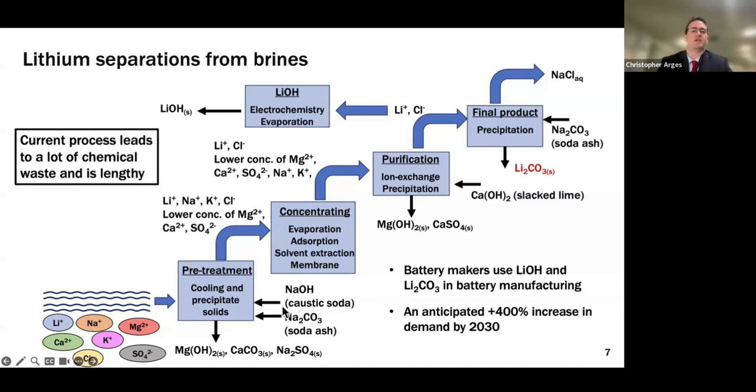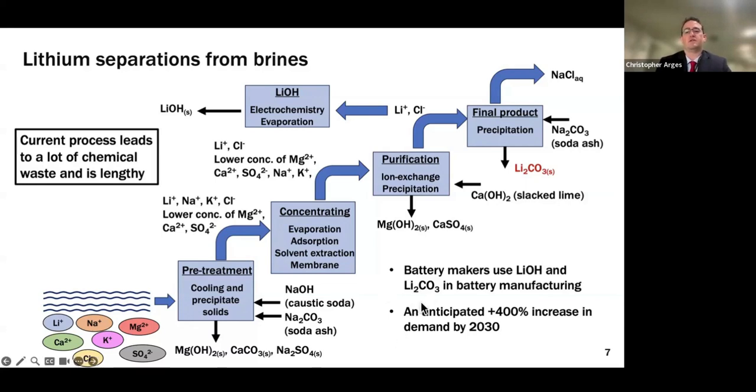We might have these evaporation ponds to concentrate these ions in solution. We'll use solvent extraction, absorption, maybe some osmotic-based membranes to purify and concentrate these lithium salt solutions. And then we often have to use acid and base. And so the bottom line is this current process is lengthy and generates a lot of chemical waste that isn't good for the environment. And so what I'll show you later in my talk is we have an electrochemical method that can reduce the amount of chemical waste in collecting lithium from brine.